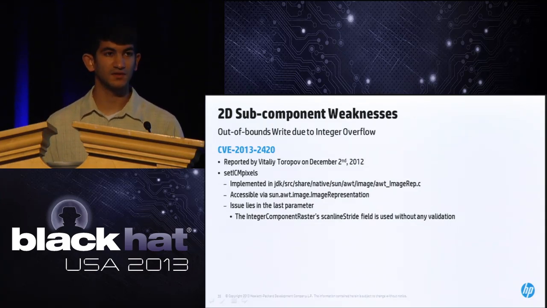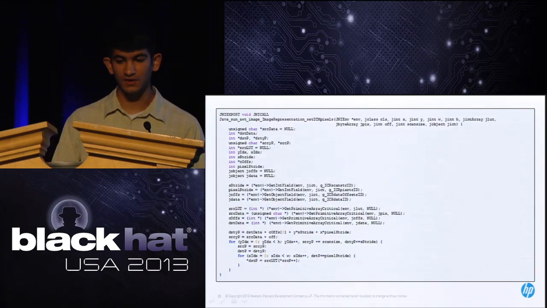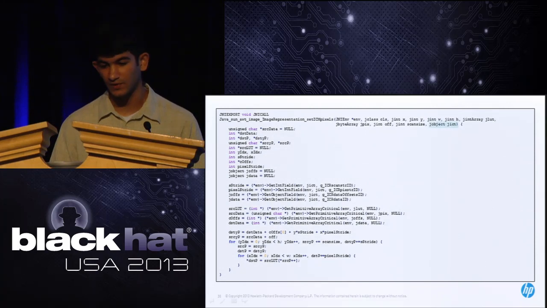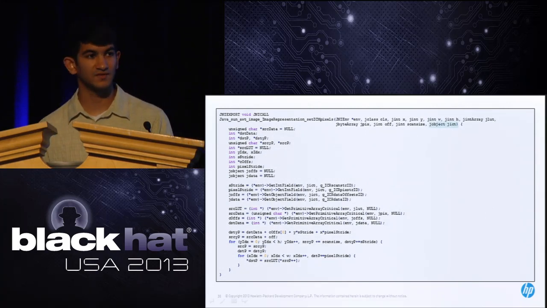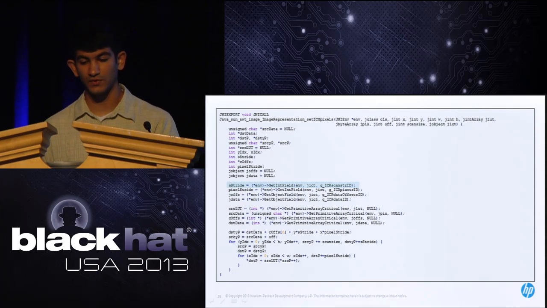The issue lies in the integer component raster, which is the last object, and integer component raster has a scanline stride field, which is used without any validation whatsoever. Here we can see a snippet of the set ICM pixels function, and we can see that the last argument to it is a J object. In this case, it's definitely going to be the integer component raster. We then see the scanline stride field being set as an offset from the image component raster.